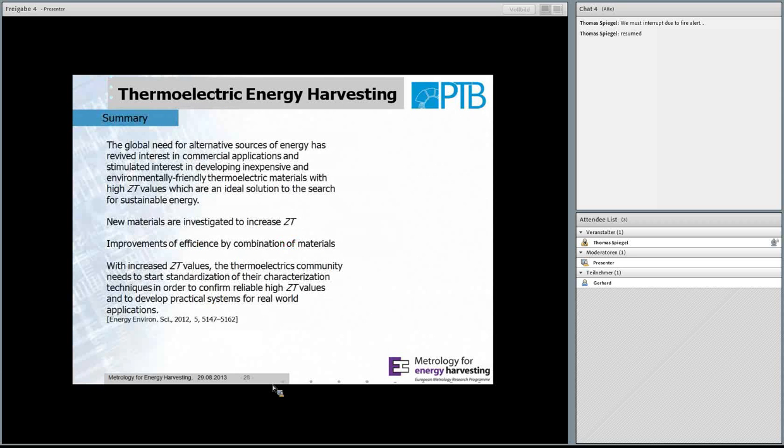So I'm at the end of my talk. We can in principle summarize that in the last years the interest in thermoelectrics has grown, to increase especially the ZT values and therefore efficiencies. Improvement of the efficiency can also be reached by combination of different materials, and with increased ZT values, the thermoelectrics community needs to start the standardization of their characterization techniques in order to confirm reliable high ZT values and to develop practical systems for real-world applications.